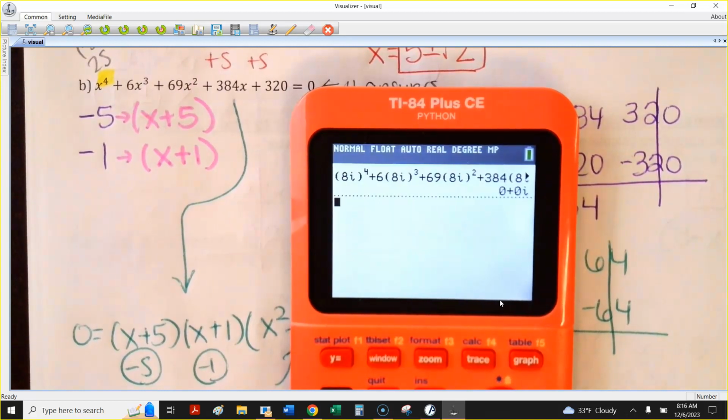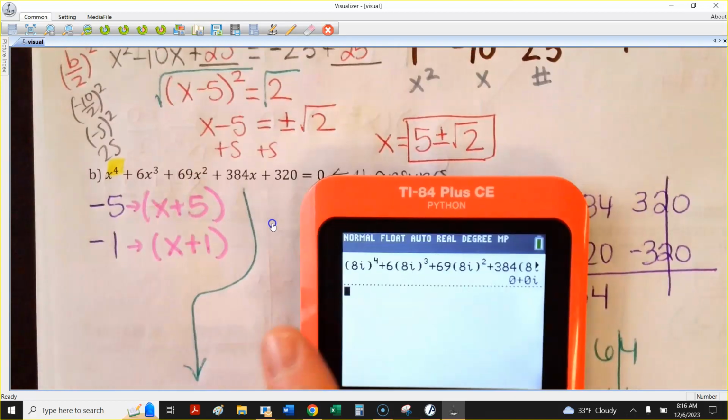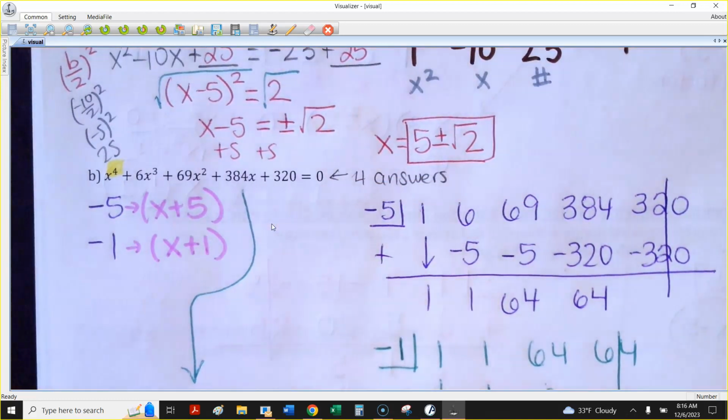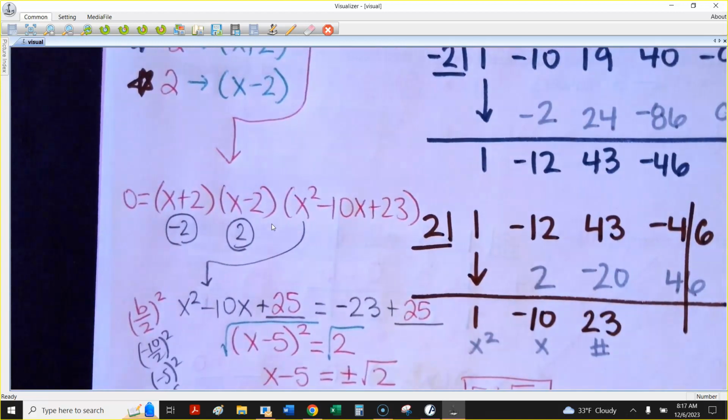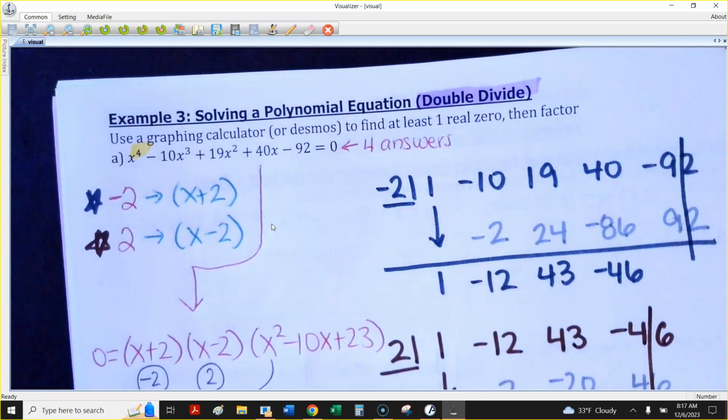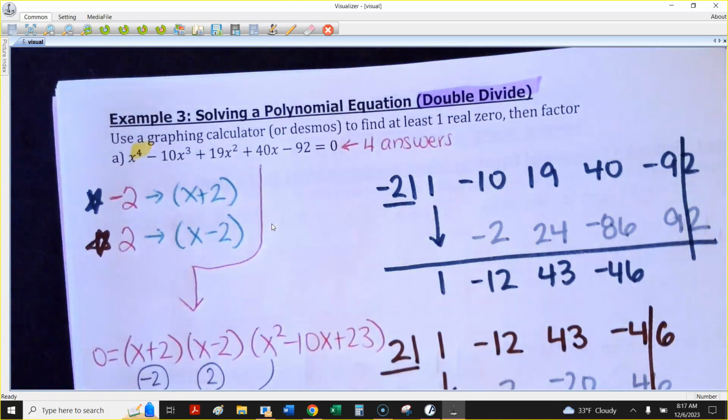So if you want to check any of these, you could do that like back here with the 5 plus the square root of 2. I would just, in the parentheses, put 5 plus the square root of 2, and then you can plug it into the polynomial we had up here in example A. If you want to check any of these, you can do that. Whether it's real or imaginary, you can plug them back in to check your answers.